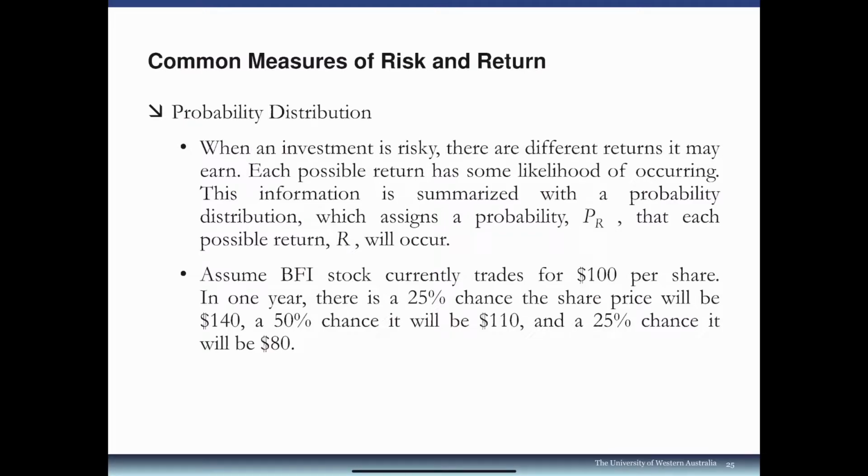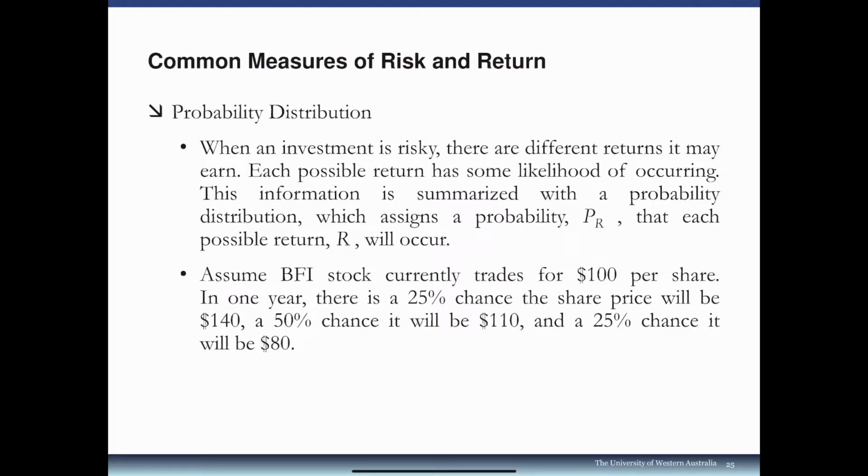So there are different returns you may earn. Each possible return has some likelihood of occurring. Let's say you're rolling a dice. If I get 1, then I'll get paid $10. If I roll a 2, I'll get paid $20. And if I roll a 6, I get paid $6. Rolling the dice can generate variable, different outcomes, because depending on what you roll, you will get different payments. So in this case, we can say that could be a risky one.